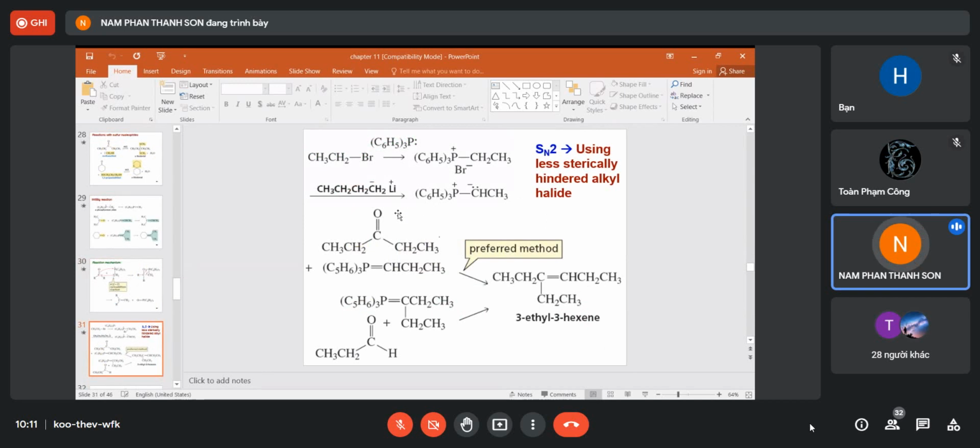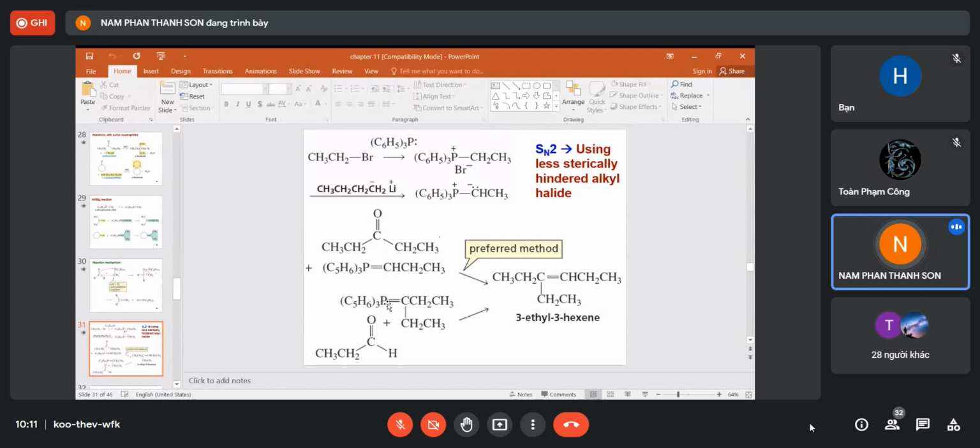One note: when you make the unit, you need to use an SN2 reaction. So normally this goes with a primary alkyl halide, not tertiary, not secondary. For example, if you want to make a C double bond C, there are two ways. You can make it from this ketone and this unit, or you can go from this ketone and this unit.